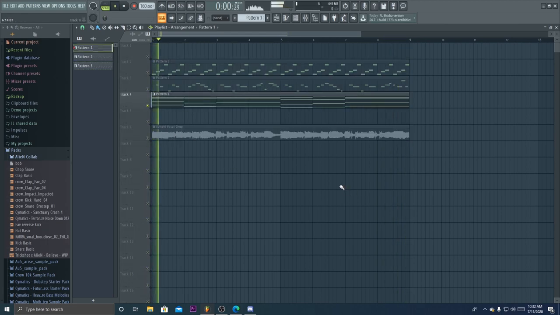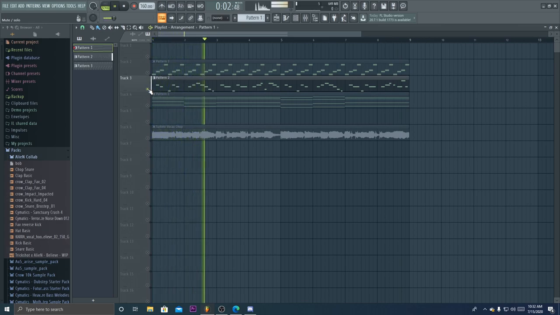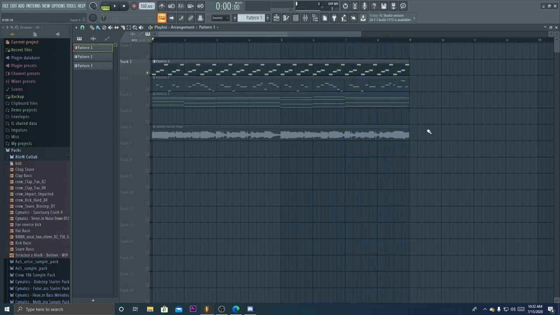Here's the piano. Here's the sine lead. And here's the arp.